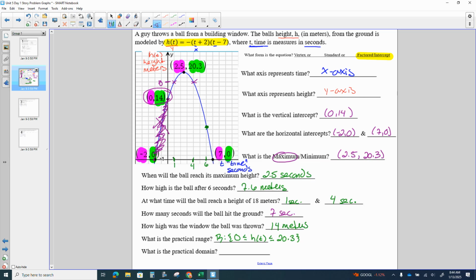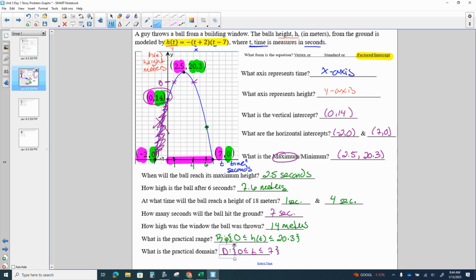Domain, when we're building domain, keep in mind that's our time. We cannot go past 0. So even though our graph shows it, we ignore it. The only parts we care about are from 0 all the way over to 7. So that will be our domain. And the variable is t, so we're going to switch the x to a t.